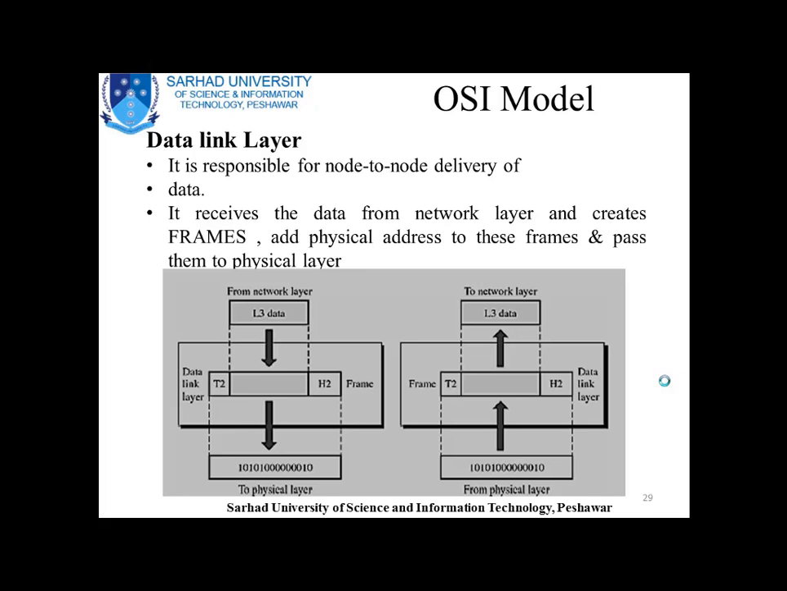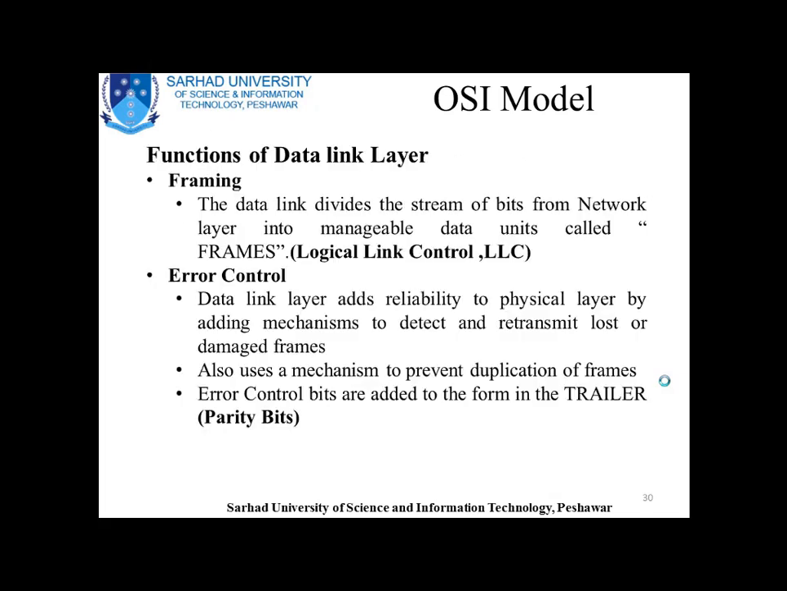So data link layer is responsible for node to node delivery. It receives the data from a network layer and creates frames. Then it adds physical address to these frames and passes it to the physical layer. You see the diagram is showing the same process that I have mentioned above.